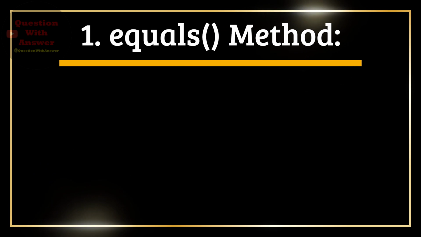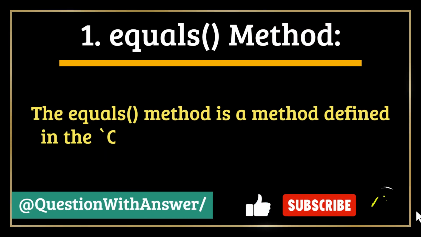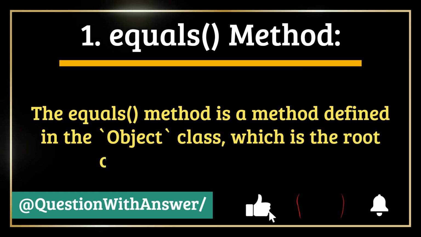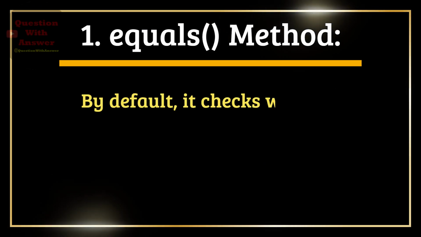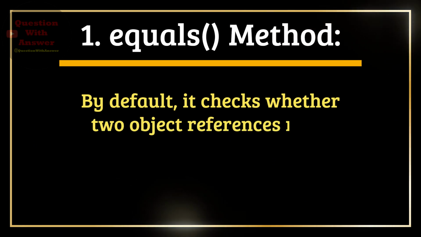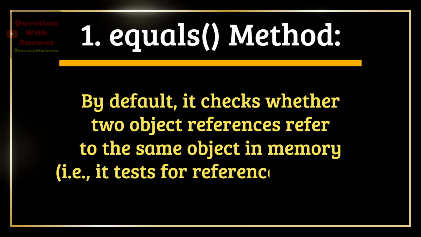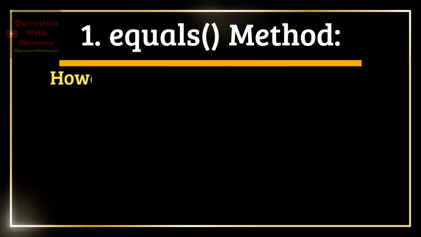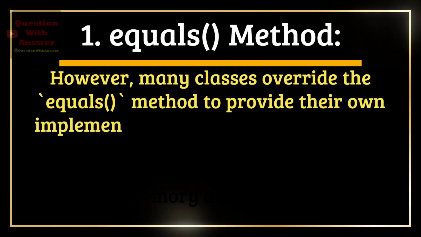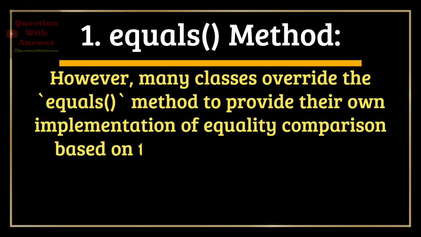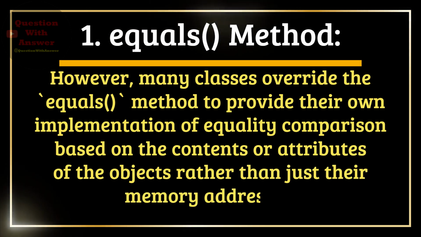Equals method. The equals method is a method defined in the Object class, which is the root class for all Java classes. By default, it checks whether two object references refer to the same object in memory, or it tests for reference equality. However, many classes override the equals method to provide their own implementation of equality comparison based on the contents or attributes of the objects rather than just their memory addresses.